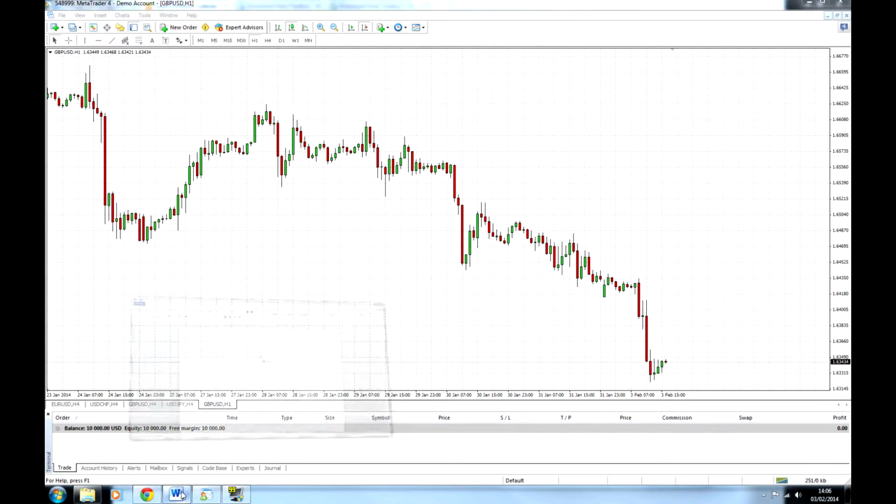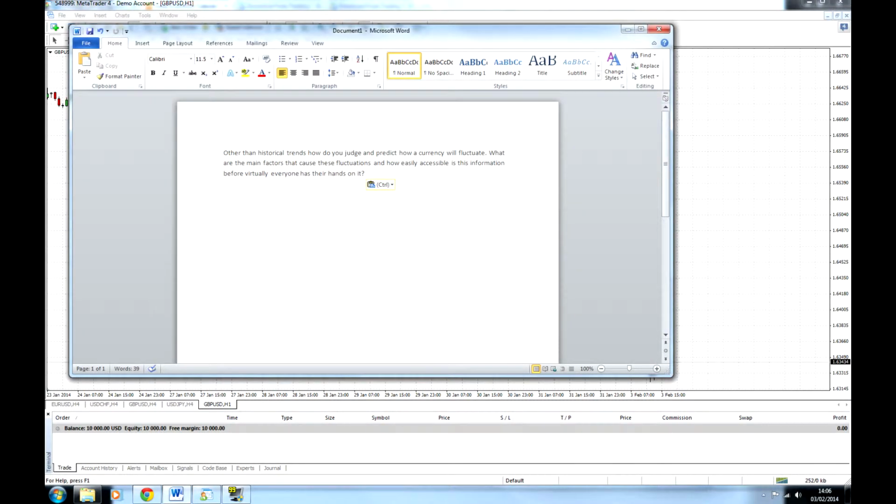So let me just go back to the question. Let me see if there's anything else I can add to it. Other than the historical trends, how do you judge and predict how a currency will fluctuate? What are the main factors that cause these fluctuations, and how easily accessible is information before virtually everyone has their hands on it? Well, other than historical trends, as I said, political events are very important.